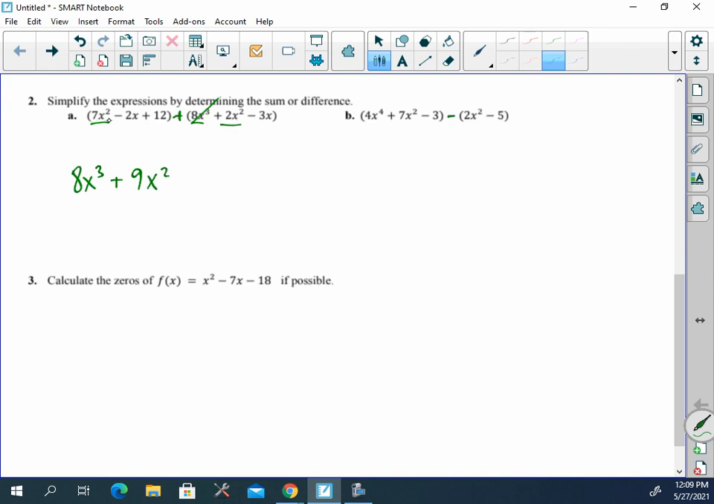And then x is minus 5x. And then the only thing that's left would be plus 12. So that's your answer. Okay? What's the difference between A and B?